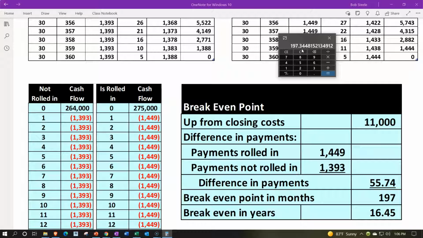And then if we divide that by 12, we get about 16. So if you were thinking about what you're going to do within this time frame, this could be more beneficial if you were to sell the property before that break point. After that break point, you would be paying more for it.